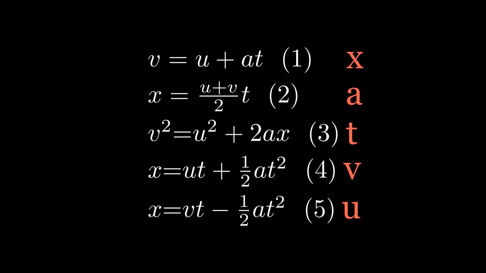But why all five? This is because each equation has a different variable missing. This means that depending on what values you have, you can choose the most appropriate equation to use. Equation 1 has no x, equation 2 has no a, equation 3 has no t, equation 4 has no v, and equation 5 has no u.